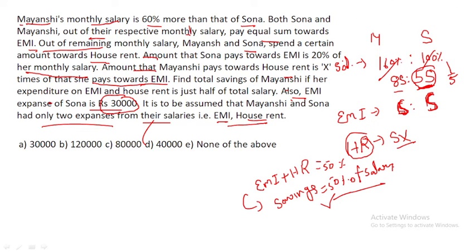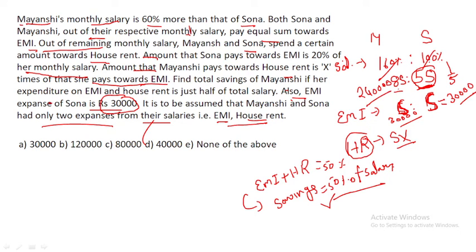And that was S. So S equals what? We will get 30,000, right? S equals 30,000. So the expense of Mayanshi on EMI will be 30,000 because their EMI expense is the same, yes. Now, can we calculate the salary of both by this? Yes, we can get that. 30,000 is the value of S. So 8 multiplied by 30,000, what will we get? 2,40,000.